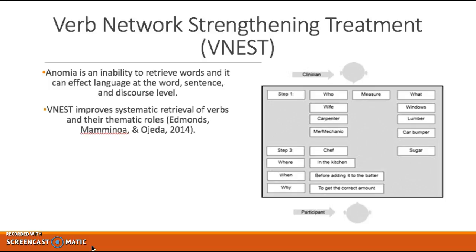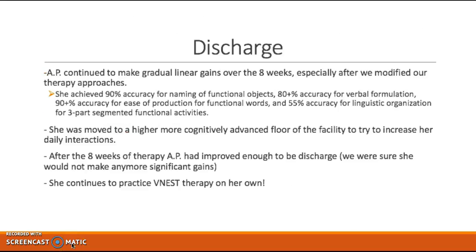Through our research, we found that participants of VNeST therapy typically end up generating multiple pairs of agents and patients per verb. They do this by eliciting various event schemas. The verbs help to expand retrieval of other words. So over the next few weeks doing VNeST therapy, AP continued to make gradual linear gains. Over the entire 8 weeks, she made significant gains from when she was first admitted. But especially after we modified our therapy approach, she just seems like she came to life. Her spontaneous speech was increasing, and she felt more confident in what she was saying. She talked a lot more, and her intelligibility increased a lot.